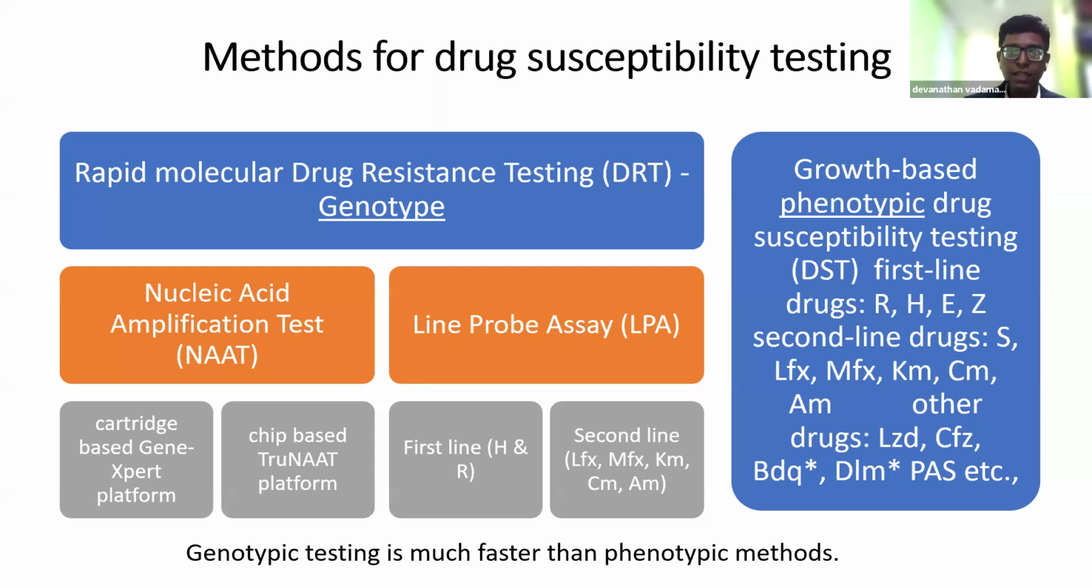So we should know the first basic difference. Your GeneXpert, your NAT, that is the nucleic acid amplification test, and line probe assay are PCR-based methods, that is polymerase chain reaction. It is known as DRT, drug resistance testing. It's based on genotypic testing.